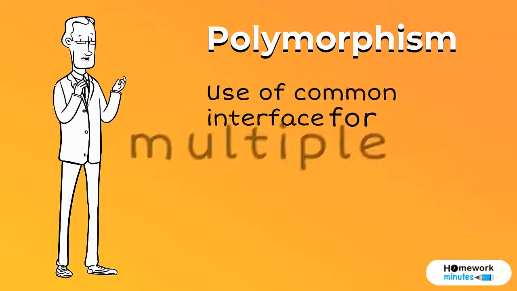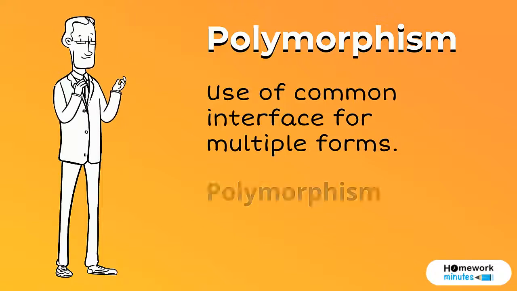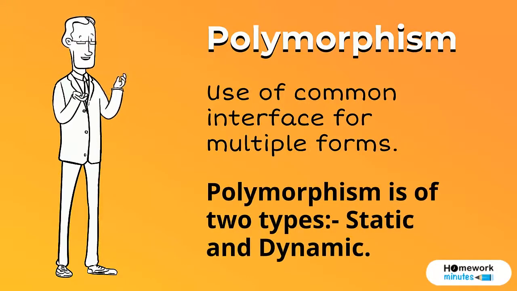Polymorphism. Use of common interface for multiple forms. Polymorphism is of 2 types: static and dynamic.